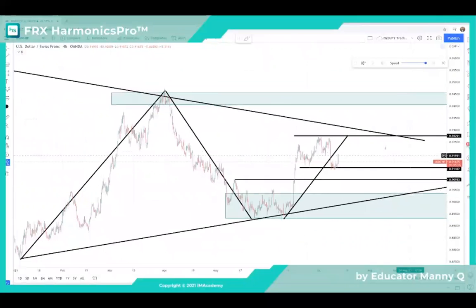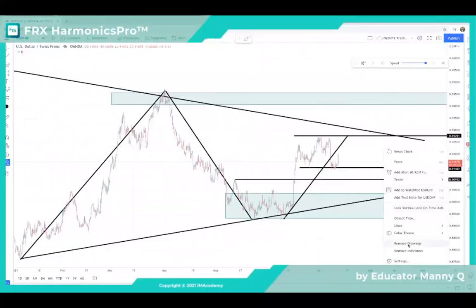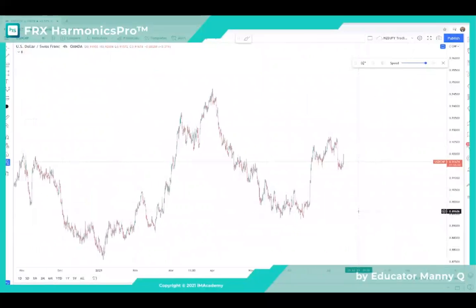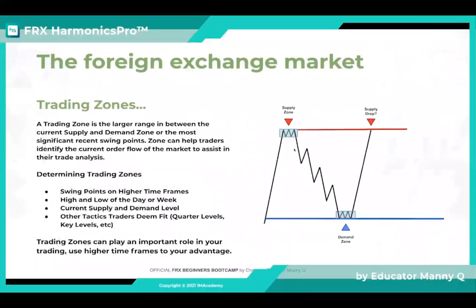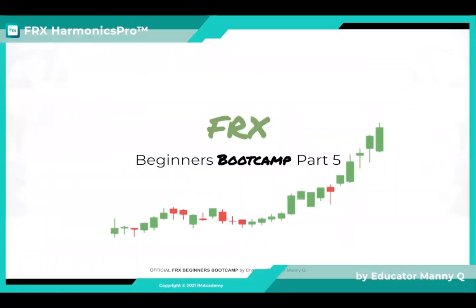All righty, ladies and gentlemen, so let's remove all of these drawings. Again, this is me being as general as I can without training on any specific strategies. I just want you guys to be able to understand the concepts of price action and using everything we have here. So this is going to go ahead and conclude our FRX Beginners Bootcamp Part 4.